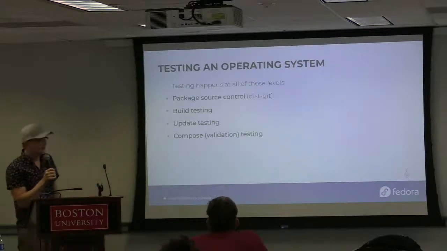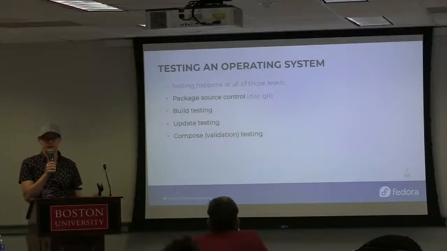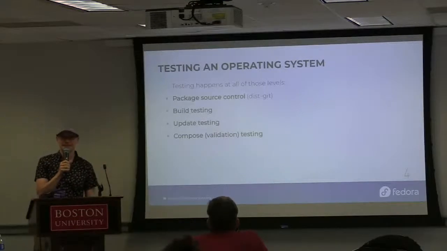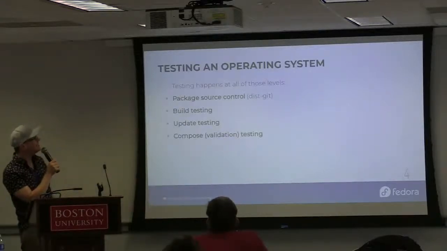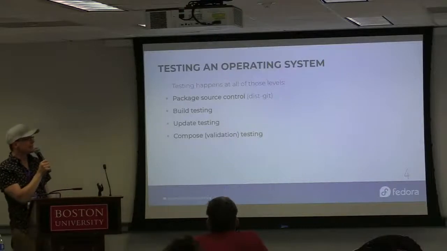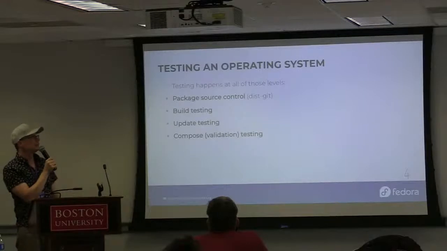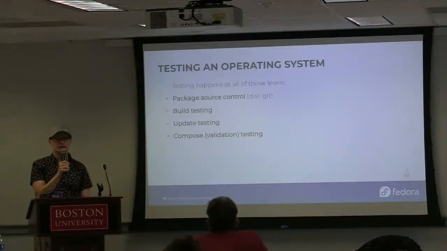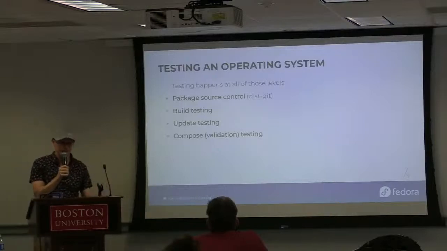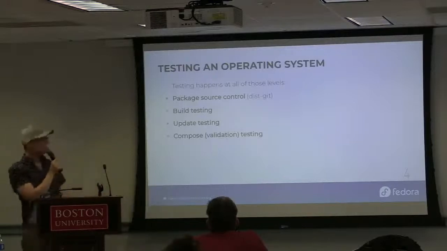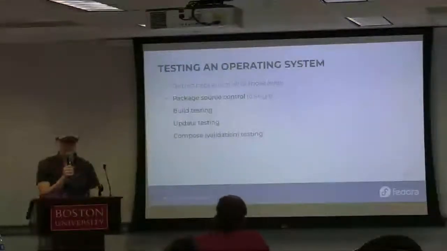So, testing. This is how our build process works, but we want to make sure the things we build work. That's a good goal. We didn't used to be so hot on that. We're getting better at it. So at all those levels from the previous slide, we can do testing. You can run tests on source control. You can test builds. You can test inline, or you can test a build after it's done. You can test an update to make sure that it works together like it says it does. You can test an entire compose.